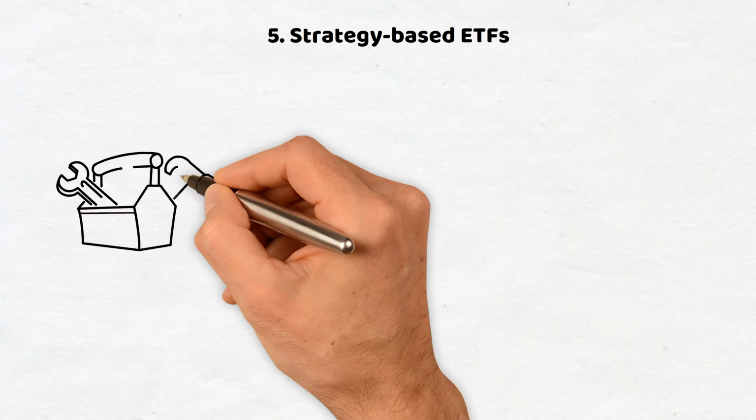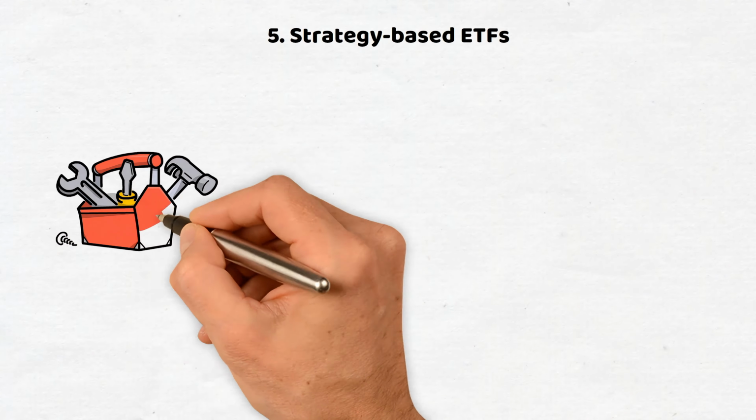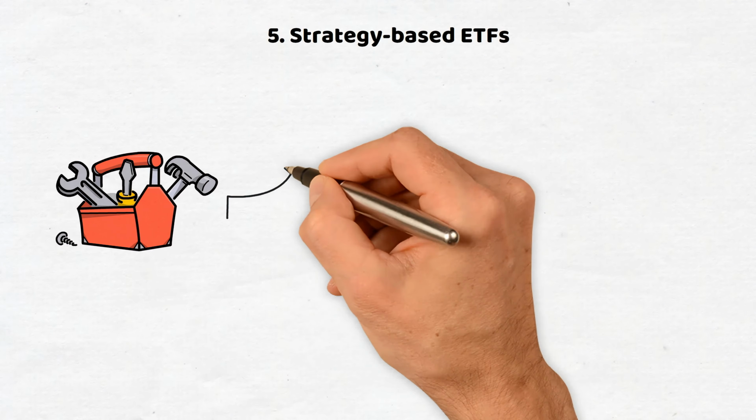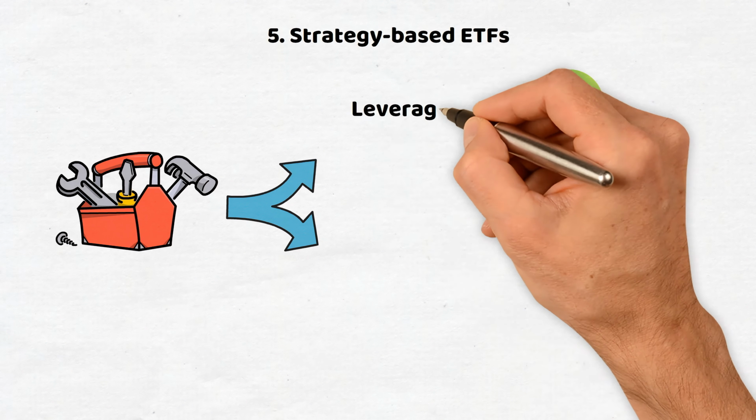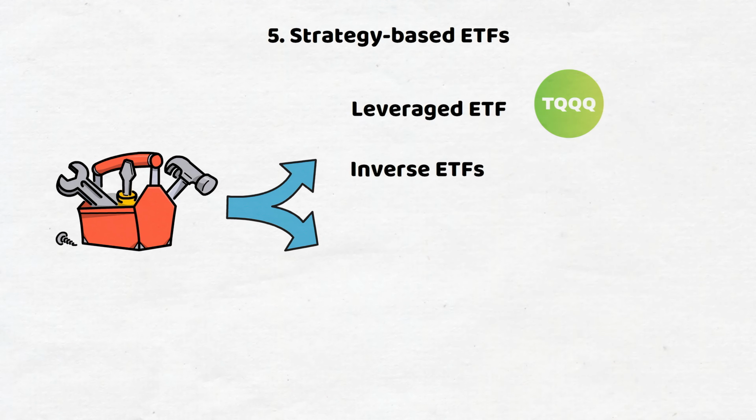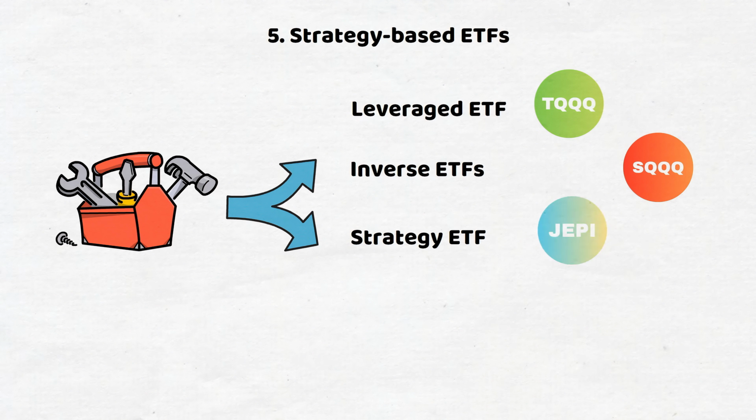thematic and strategy-based ETFs. Think of these as a flexible toolkit. They can invest in any asset class, but they come with specific strategies or structures. For example, TQQQ, which we discussed in a previous video, is a leveraged ETF. Then you have inverse ETFs like SQQQ that are used to hedge against market downturns. Some strategy ETFs use derivatives like options or futures to boost returns. Take JEPI, for instance, which uses the covered call strategy to generate extra cash flow.